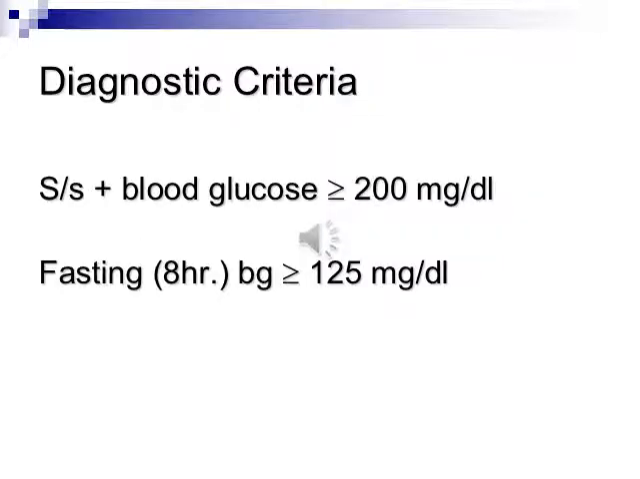So this is your diagnostic criteria when you're looking at getting diagnosed with diabetes. Again, signs and symptoms obviously being an important part of that. So signs and symptoms plus blood glucose greater than or equal to 200 milligrams per deciliter, and/or a fasting blood glucose greater than 125. Obviously, if you're fasting for 8 hours, your blood sugar should be low normal. So if it's greater than or equal to 125 for a fasting blood glucose, that would be diagnostic criteria as well.